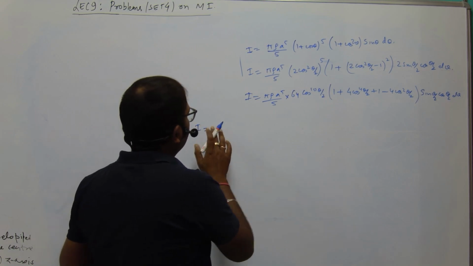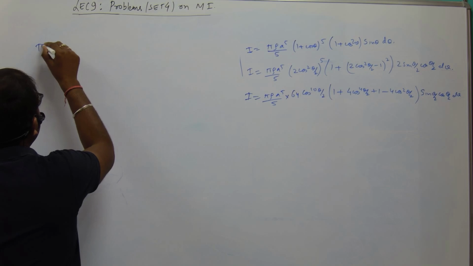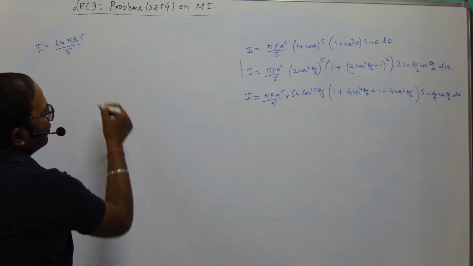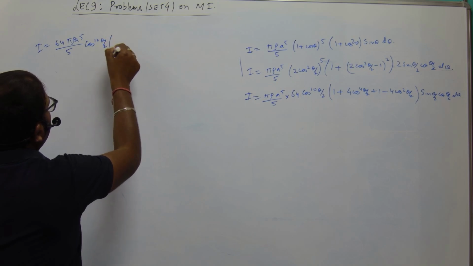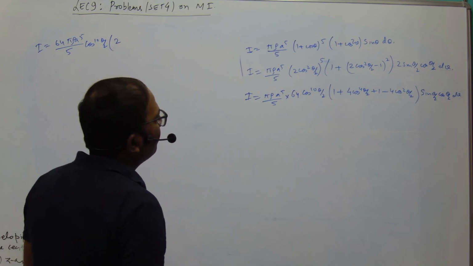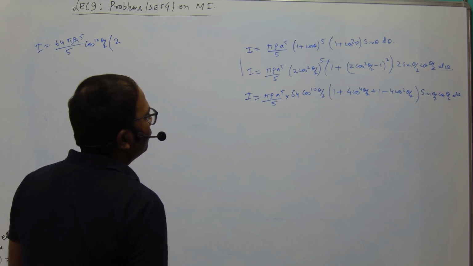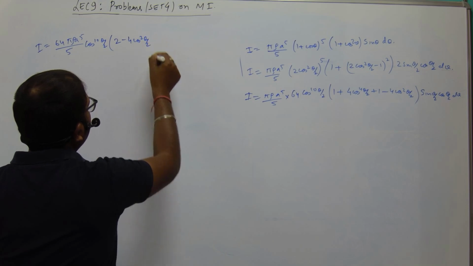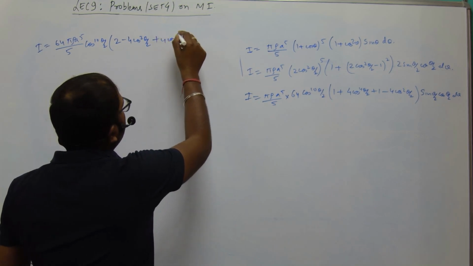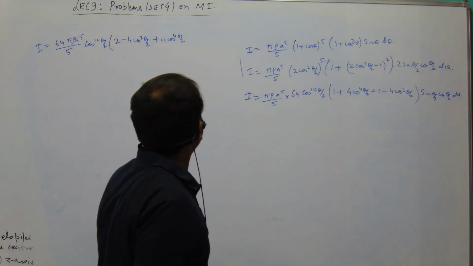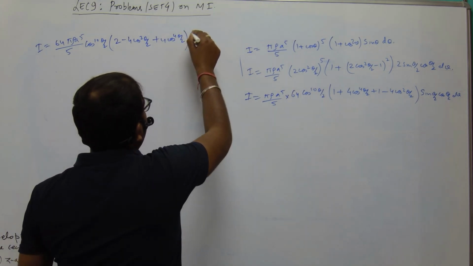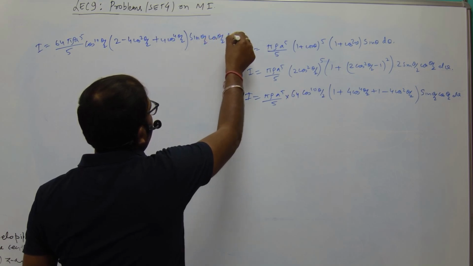I is equal to 64 pi rho a^5 upon 5, this is cos 10 theta by 2 into, this is 2 minus 4 cos square theta by 2 plus 4 cos 4 theta by 2 into sin theta by 2 cos theta by 2 into d theta.